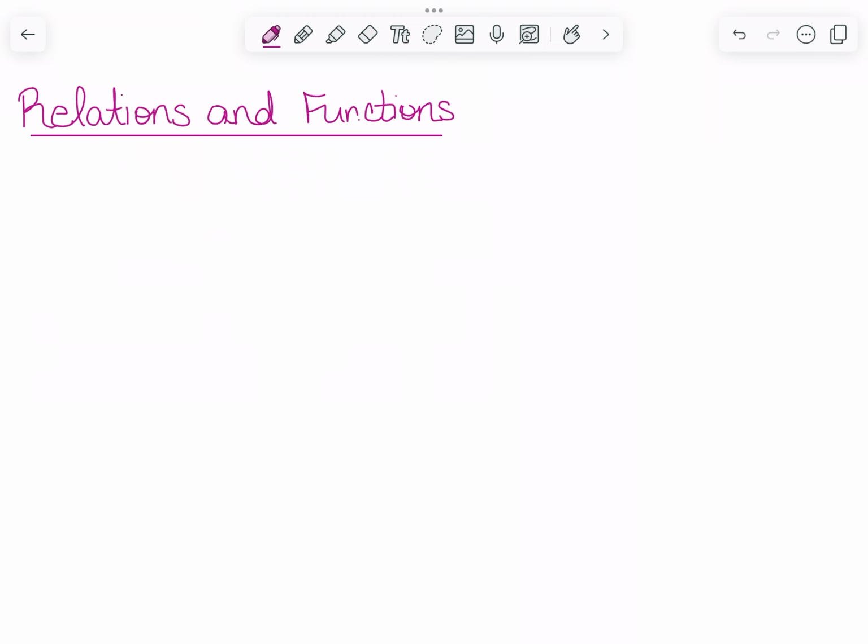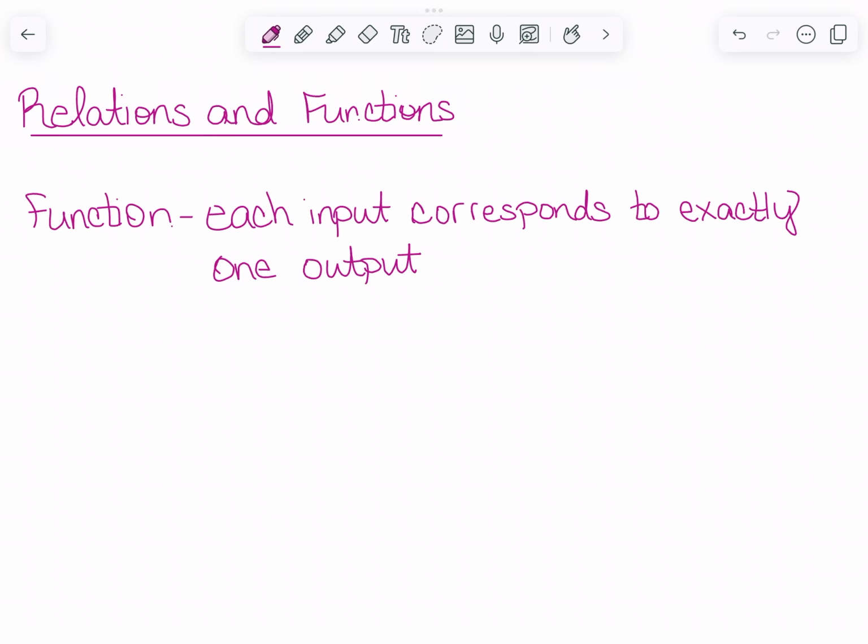While relations are important, we really want to restrict this to a special type of relation known as a function. A function is any relation in which each input corresponds to exactly one output. This means that we don't want to repeat input variables.